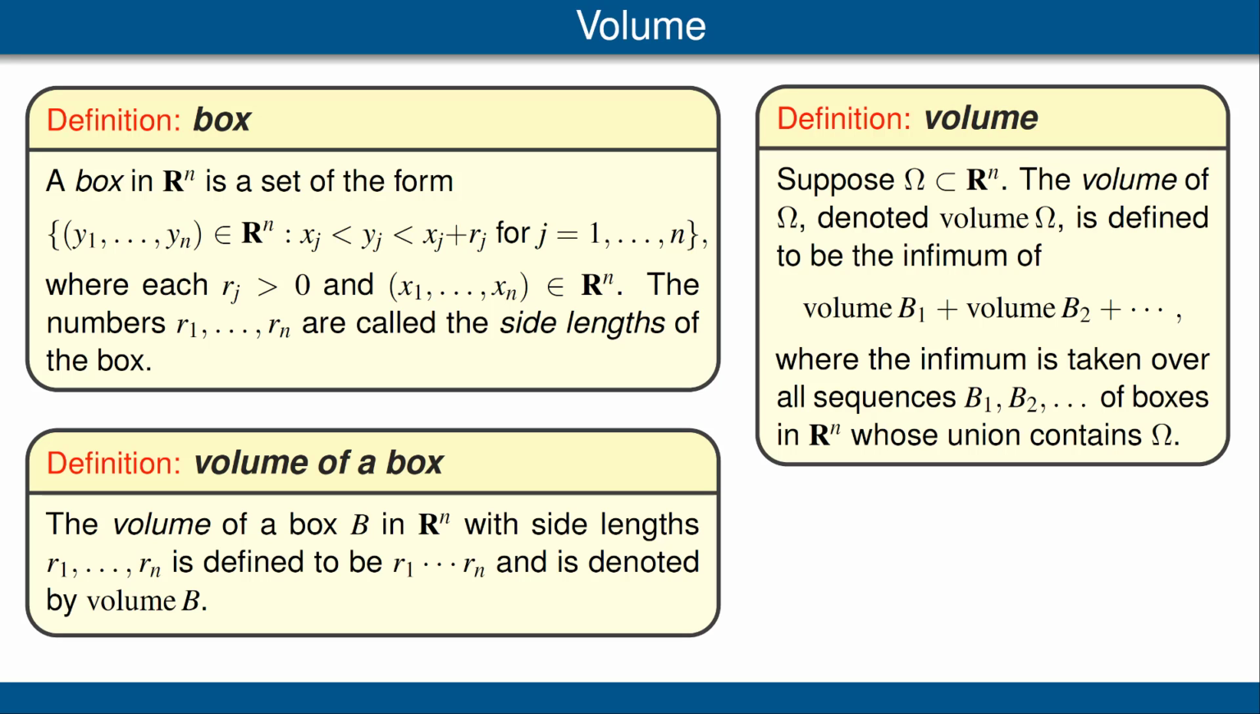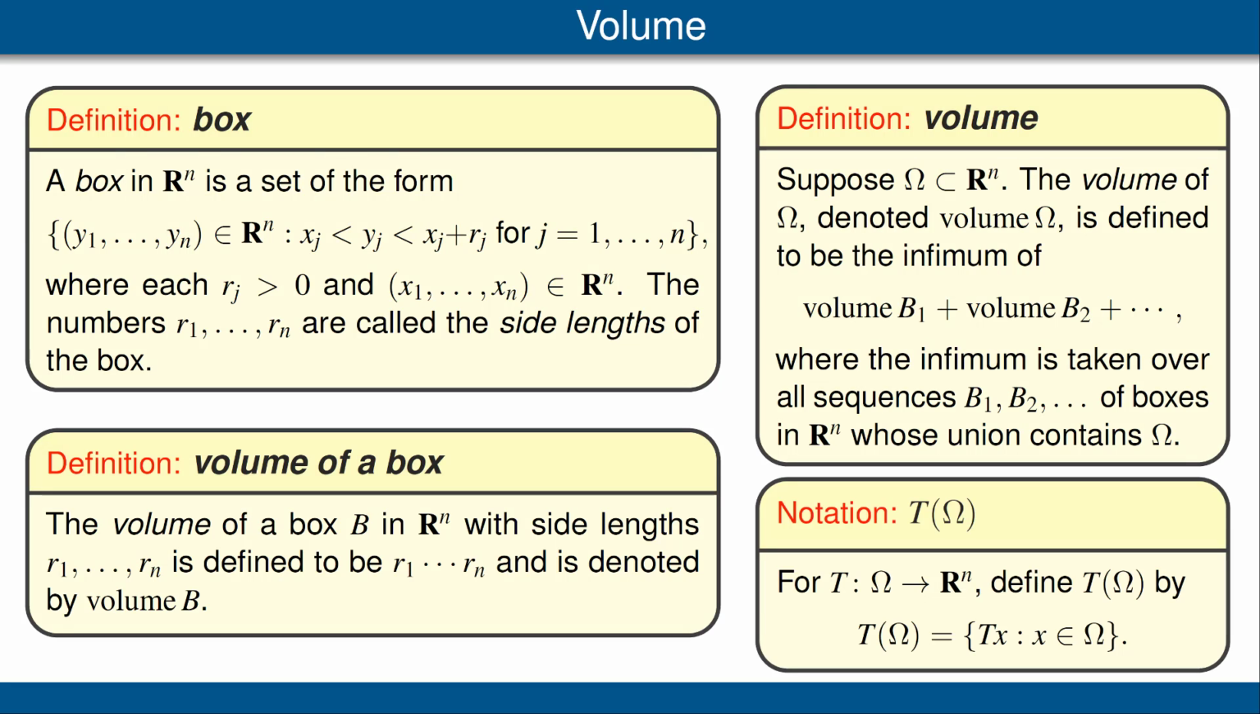Suppose omega is a subset of R^n. The idea is that we cover omega by a countable collection of boxes and then add up the volumes of those boxes. That's going to be too big, so we take the infimum of that over all collections of boxes that cover our set omega. If you're familiar with measure theory, you can recognize that what we're doing here is defining the outer measure of omega to be the volume of omega. Our purpose here is just to give an intuitive idea about what's going on with volume, rather than a full course in measure theory.